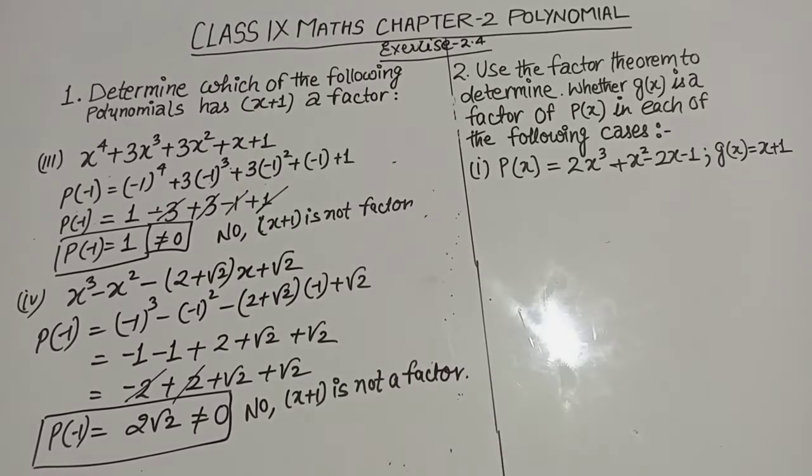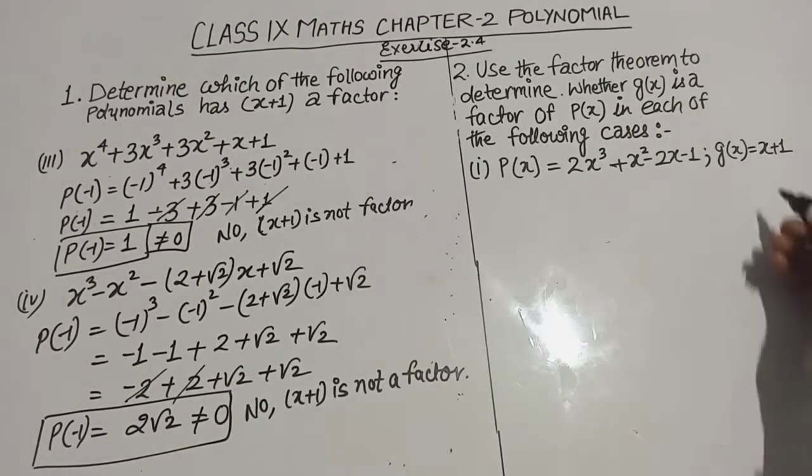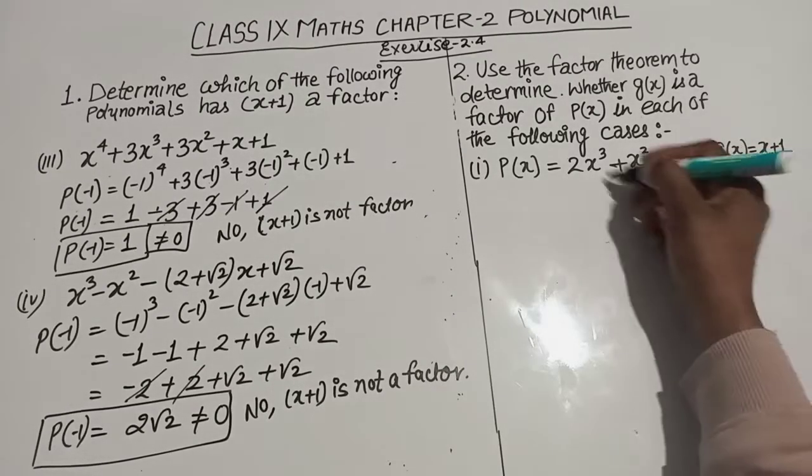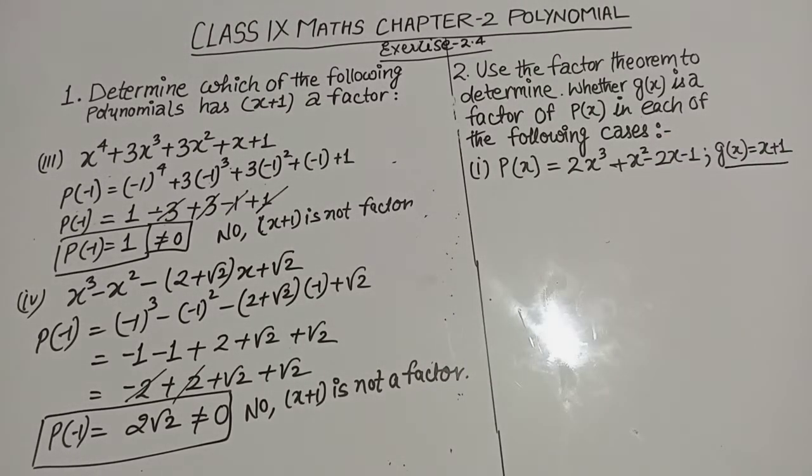Okay. Easy. So it is question number 1. Now question number 2, use the factor theorem. Here, verify that you are using only the factor theorem. Determine whether g(x) is a factor of p(x) or not, by the factor theorem.